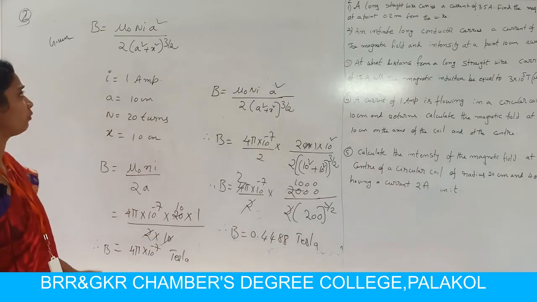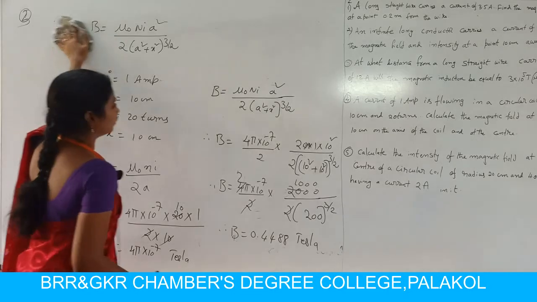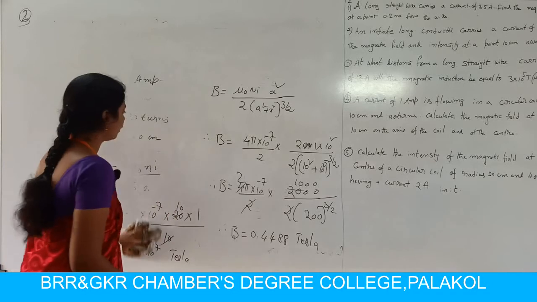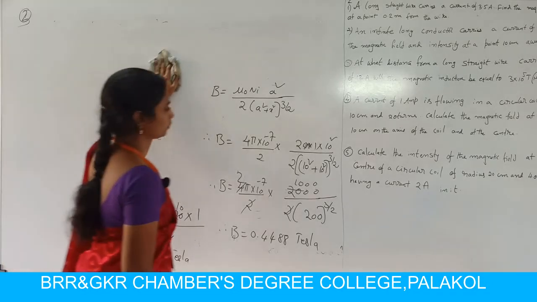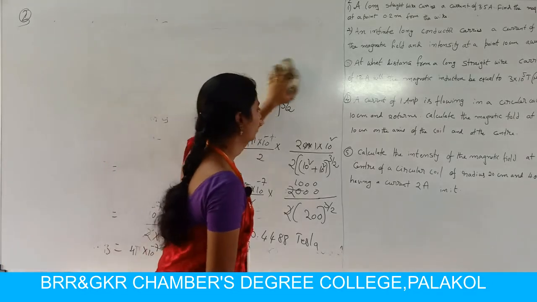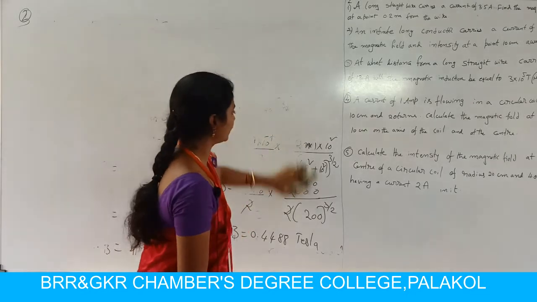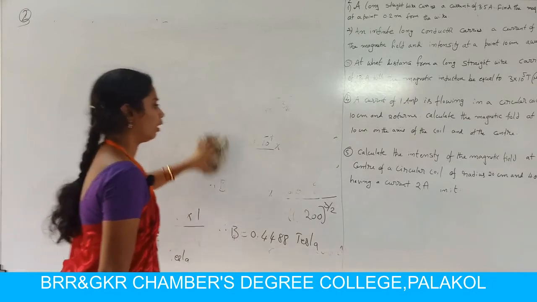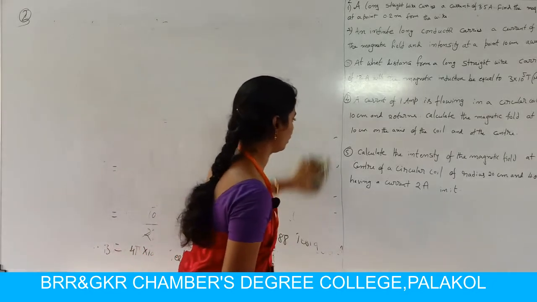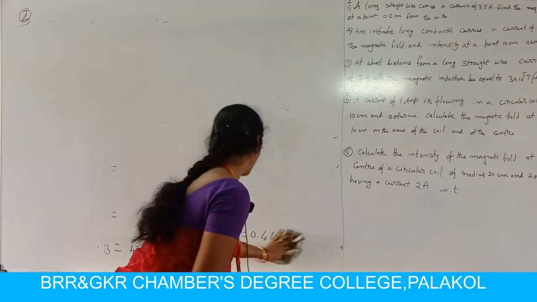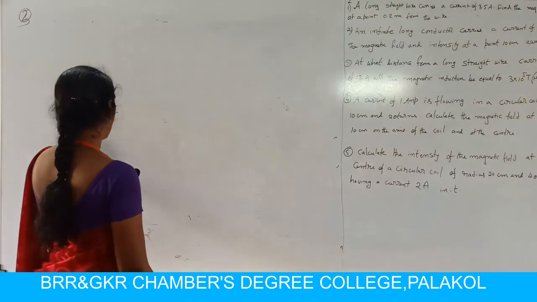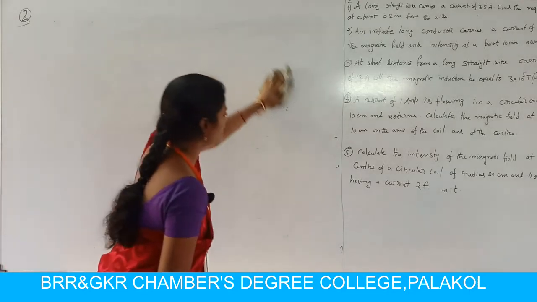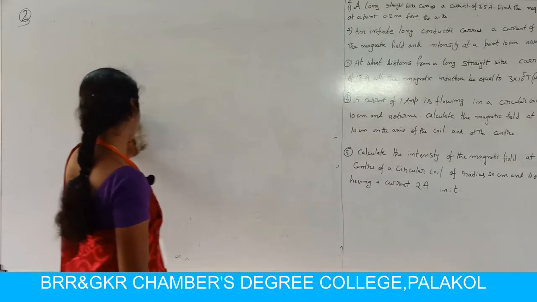Okay, we'll go for another problem on magnetic field induction due to a circular coil, which is the fifth problem. Write down the fifth problem. Calculate the intensity of the magnetic field at the center of a circular coil of radius 20 centimeters and 40 turns, having a current of 2 amperes in it.